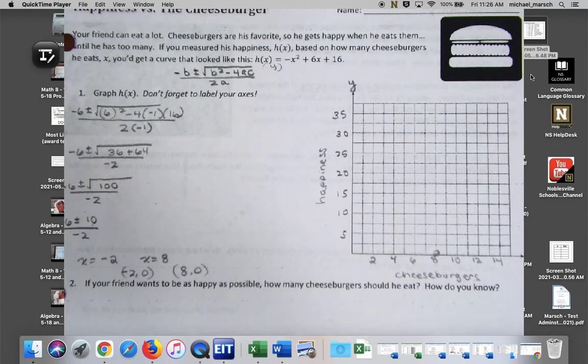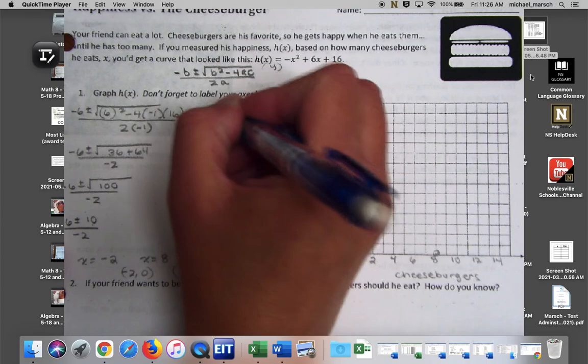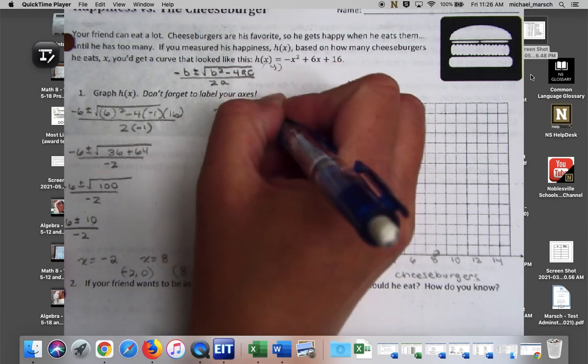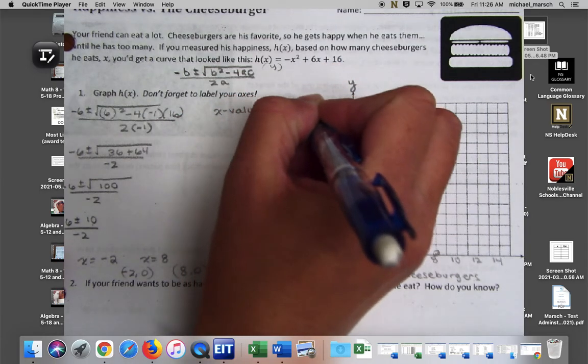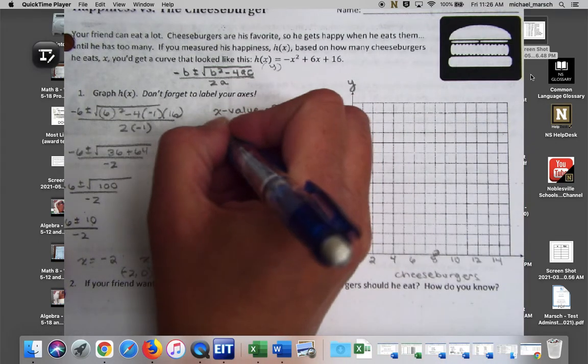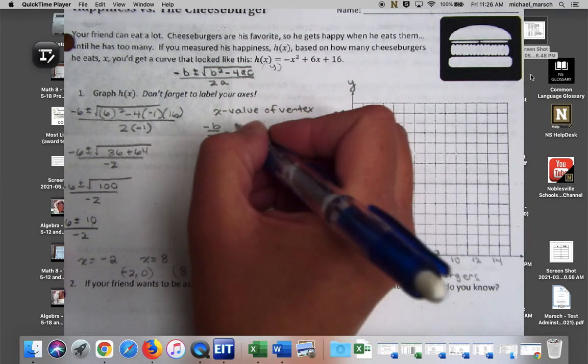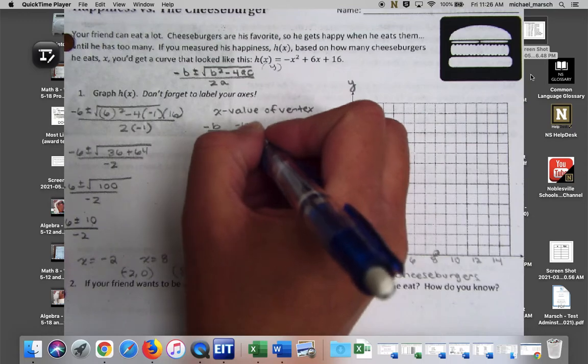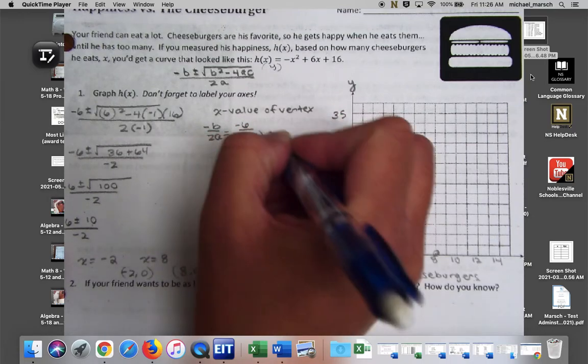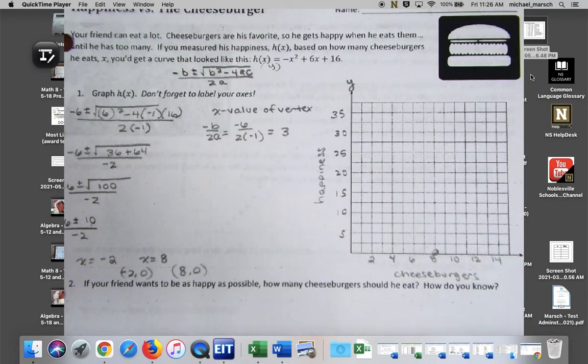So what else do we need for our parabola? Oh, vertex. Vertex, yes. Okay, so let's do the x value of the vertex. So this is when we do the opposite b over 2a. So we have negative 6 over 2 times negative 1, which gives us a positive 3. Cool.